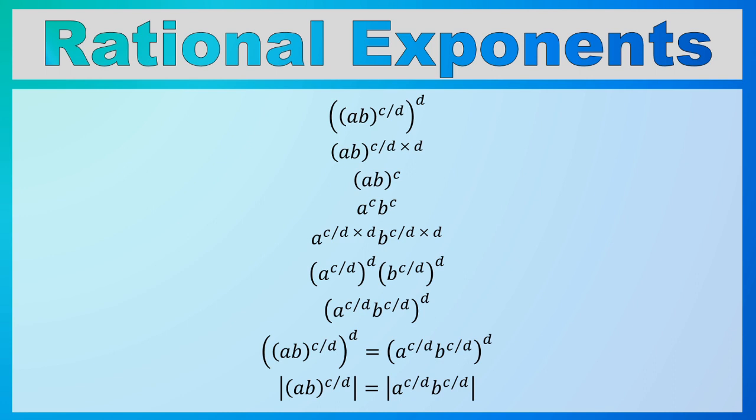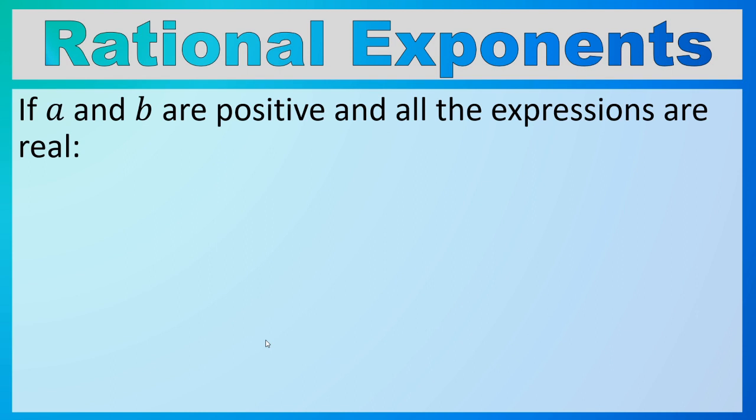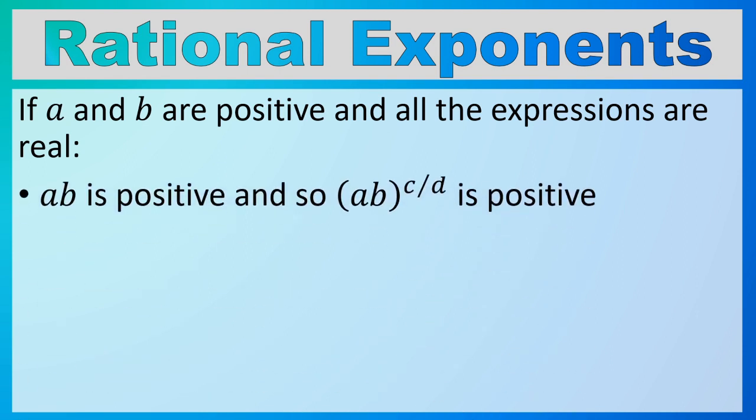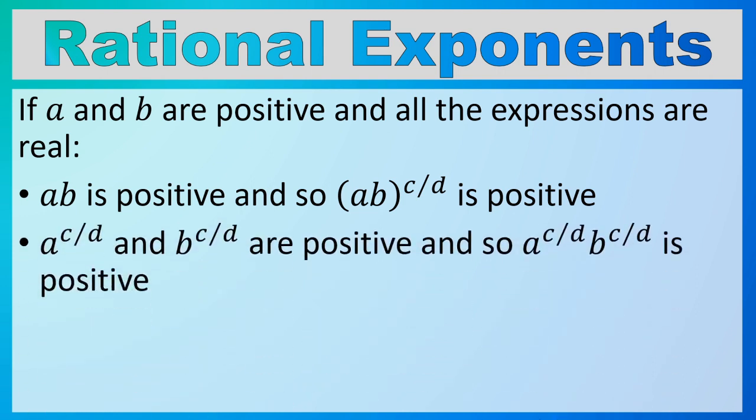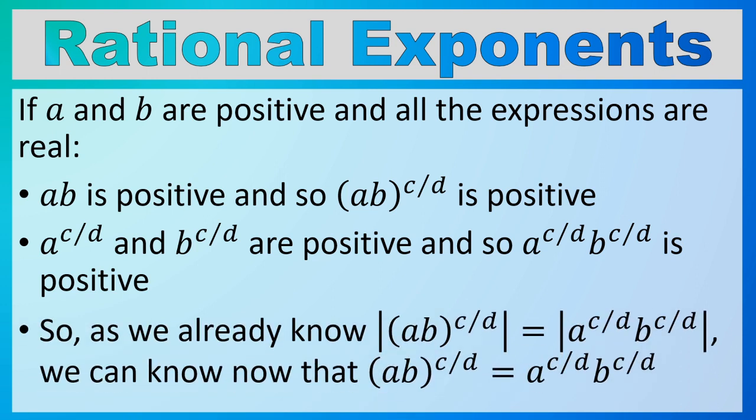And we want to prove that it is the former for the cases where all the expressions to figure out the left and right hand side are real. And so let's go ahead and do that. If A and B are positive and all the expressions are real, then AB is positive, and so that expression is positive. We can also note that that expression and that expression are also positive, and so that expression is positive. And so as we already know that they are equal with the absolute values, we can now know that they are equal without the absolute values.